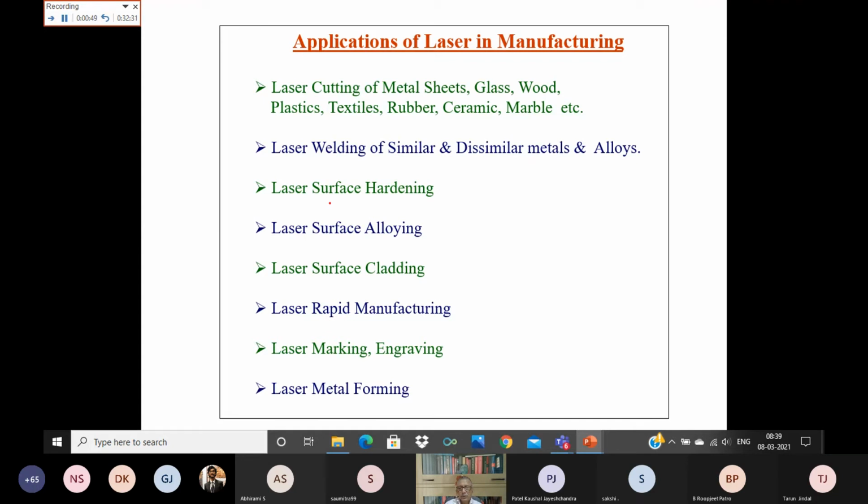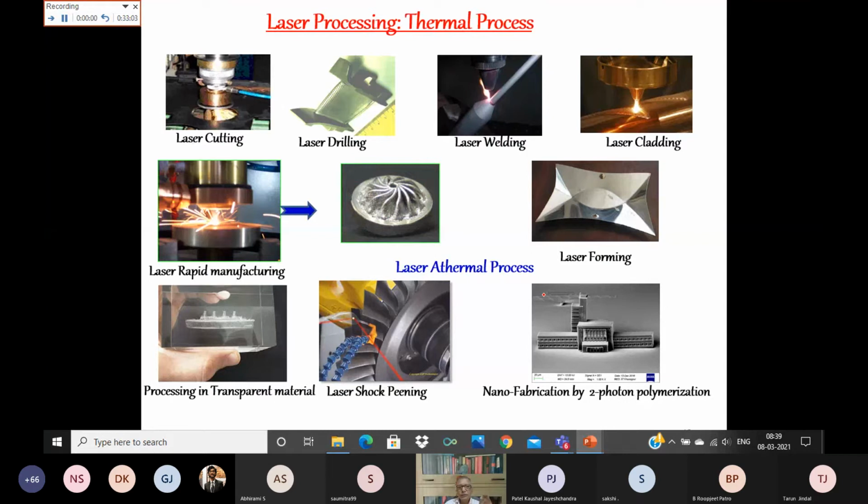You can do the welding. You can do the laser surface hardening. You can do the alloying on the top surface. You can do the laser cladding. You can do the rapid manufacturing or additive manufacturing. You can do the marking, engraving, metal forming, as well as laser drilling. So it is missing here. You can do the drilling as well. Okay. So all these things you can realize by this process, by the laser. So this is all shown here, like laser cutting, drilling, welding, cladding, rapid manufacturing.